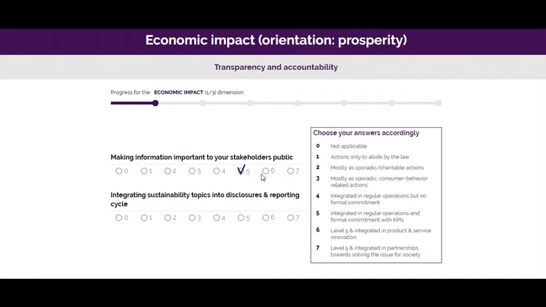Selecting a 6 would imply that not only have you made a formal commitment to make important information public, but you've also begun to innovate your own products and services to help others reach a higher level of information disclosure. If you select a 7, it means that you have made a formal commitment to make important information public, and you have started building industry-wide or other partnerships to advance the adoption of the same commitment by other companies.